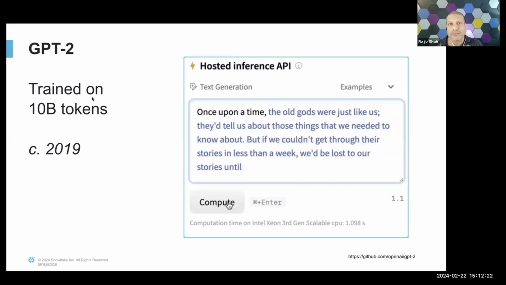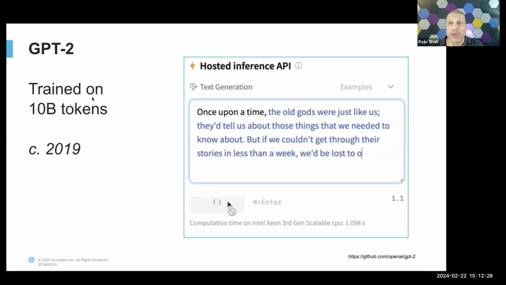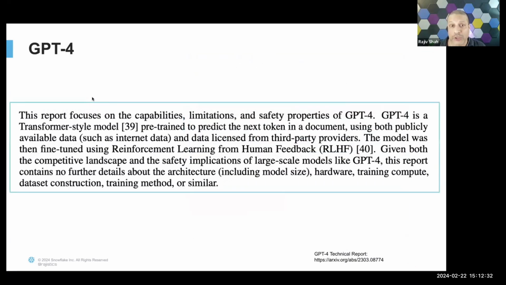Now, you're probably like, hey, Raj, this is ancient history. Tell me about some of the newer stuff. So let's talk about what we see with something like GPT-4 and how it's been trained.